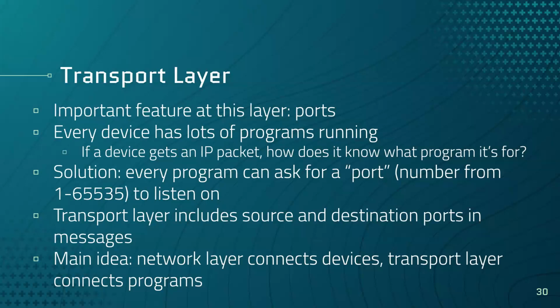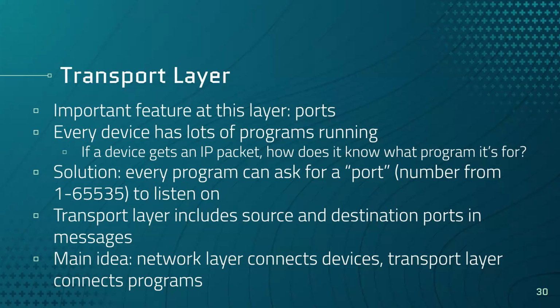So every device has a lot of programs running. So if a device gets an IP packet, it needs to know what program this is actually for. As a solution, every program on a device can ask for a port, and the port is literally just a number to listen on. For example, if you're running a web server, it will usually listen on port 80 or 443 for HTTPS. But either way, it's basically just saying to the operating system, if you get any packets that say they're for this port, just send them to this program.